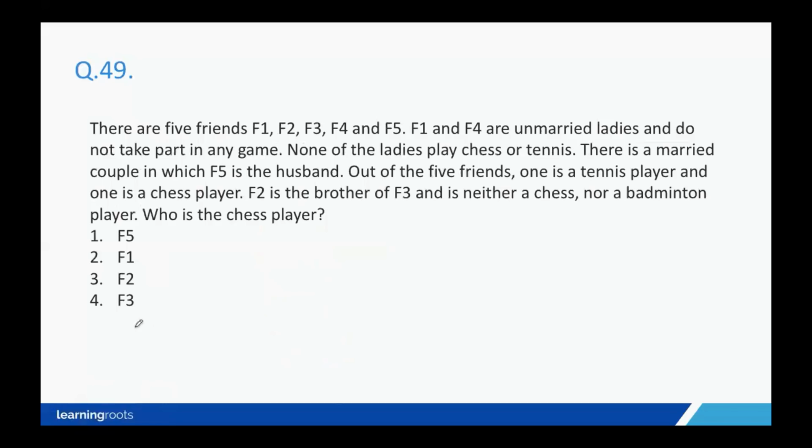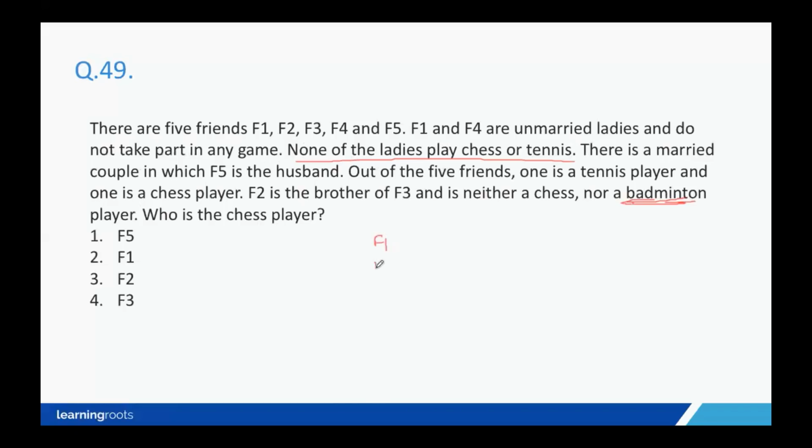Fine. Coming to question number 49. Okay, there are 5 friends, F1, F2, F3, F4, and F5. F1 and F4 are unmarried ladies and do not take part in any game. None of the ladies play chess or tennis. Right? So chess or tennis is not played by any of the ladies. There is a married couple in which F5 is the husband. Out of the 5 friends, one is a tennis player and one is a chess player. F2 is a brother of F3 and is neither a chess nor a badminton player. Right? So who is the chess player in this?